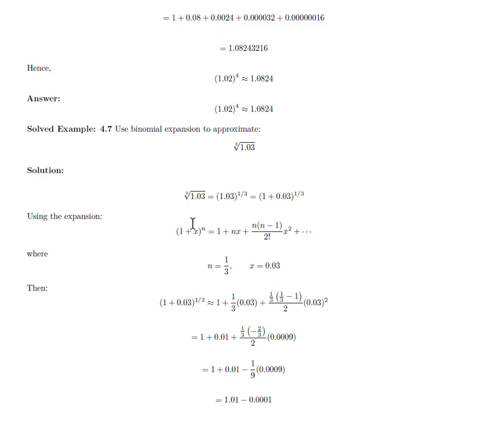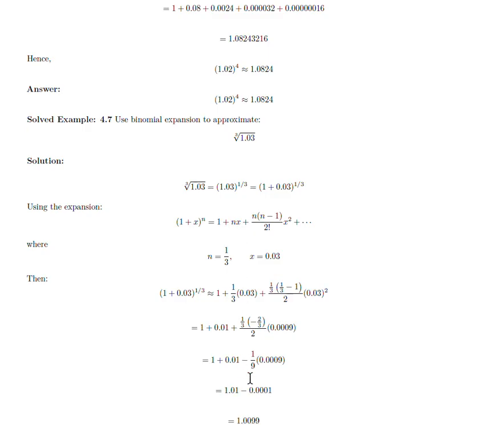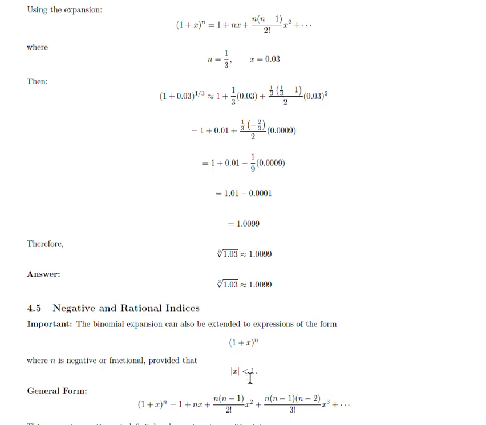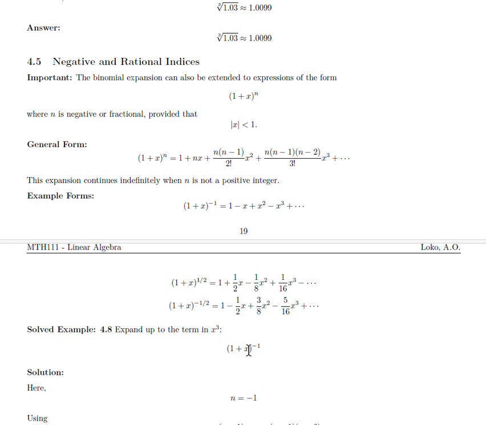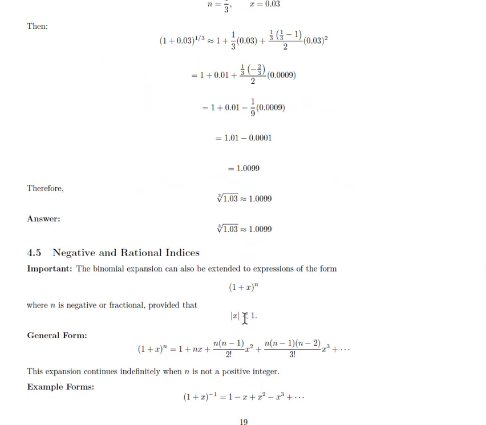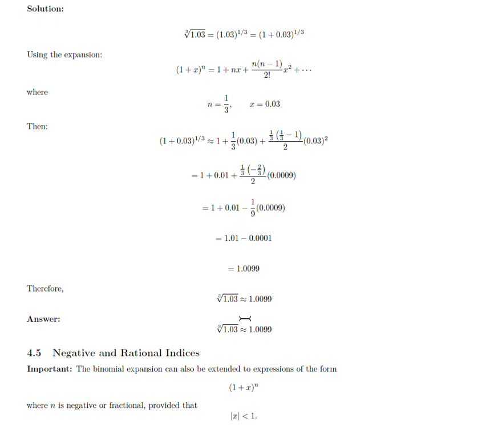And for rational index, we usually make use of this formula to expand. The formula for rational index is quite different from that of positive integers, which we've been doing since. So I'll skip the rest of this example and move to the section where negative index and rational index are treated. When we do that, you can come back to this example and it will be very clear to you.